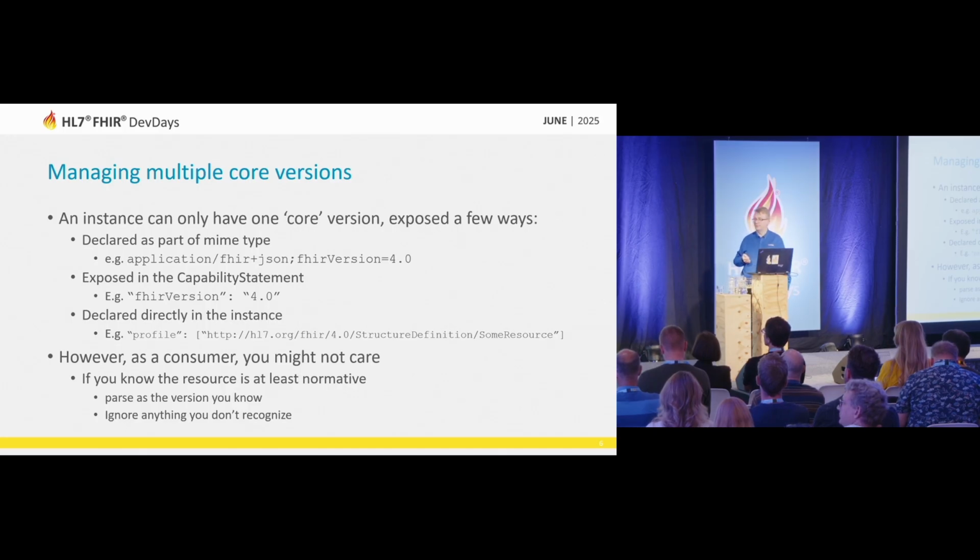You can also look at the capability statement. If you're retrieving something from a RESTful server, that should have a capability statement. It's one of the few things that we actually insist on if you want to call yourself FHIR conformant. And that should tell you what FHIR version you're seeing. And if you're receiving FHIR, say, in an email attachment, and you don't have those other mechanisms available to you, you can actually declare it in the instance. So every instance that you look at will have a version available to you, or at least it should.